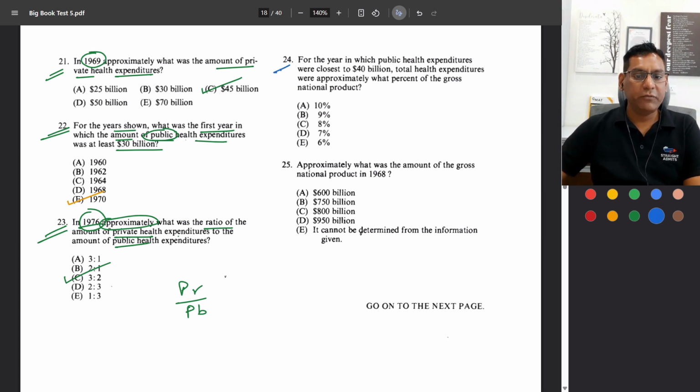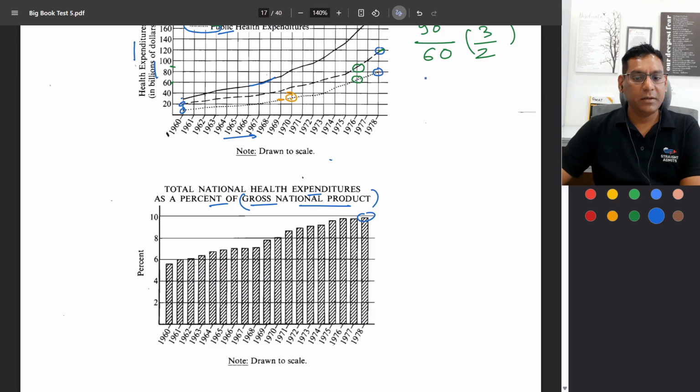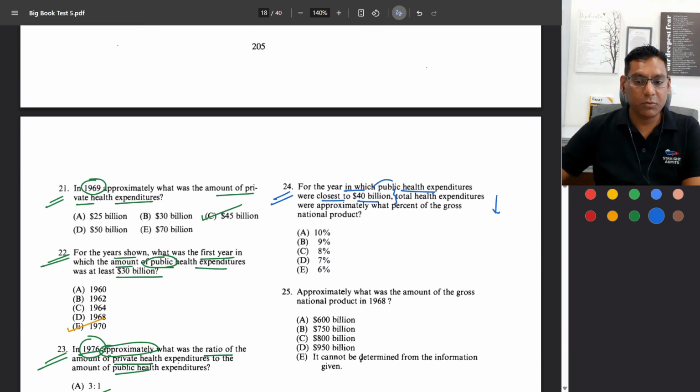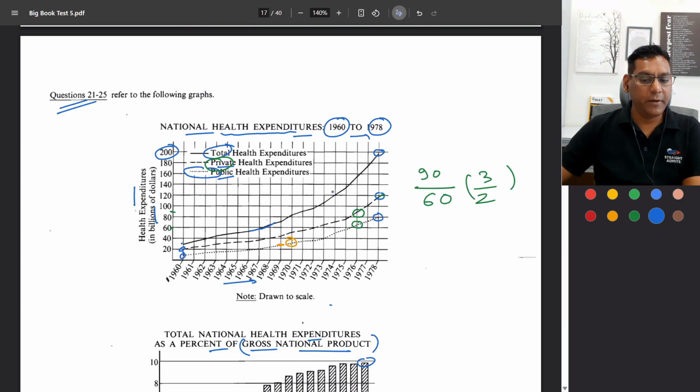Question 24. We'll have to first find out the year in which public health expenditure was closest to 40 billion. Let me just pause here and find out what year this is so that I don't get lost in this information. Public health expenditure closest to 40 billion. Always verify public or private. Okay, this is public, has to be close to 40. That means this graph has to be close to 40. That is this year, 1973.